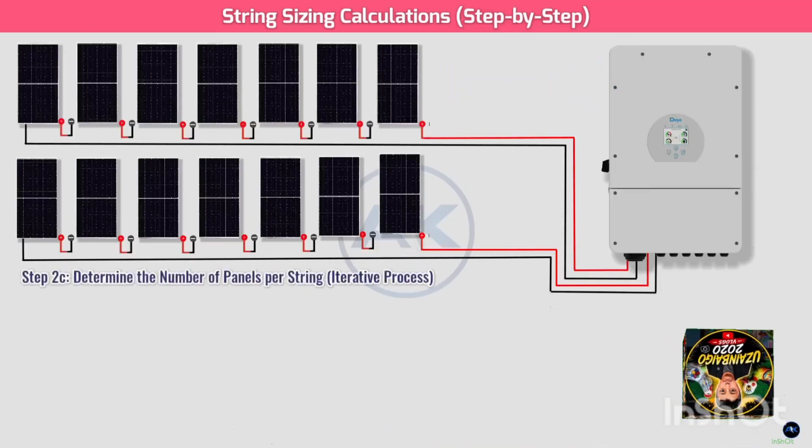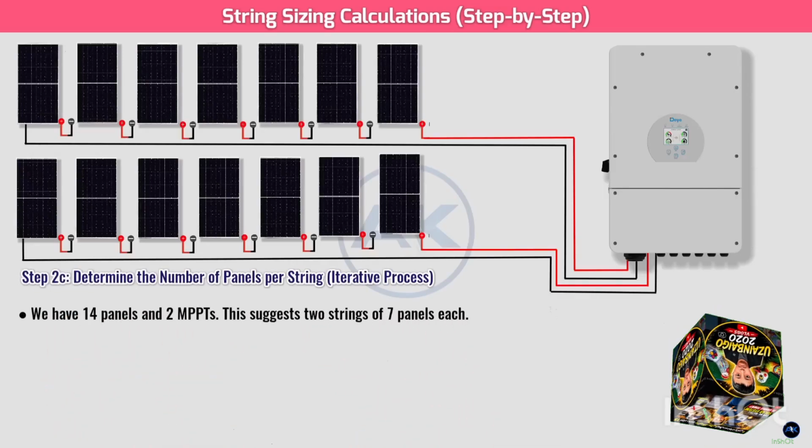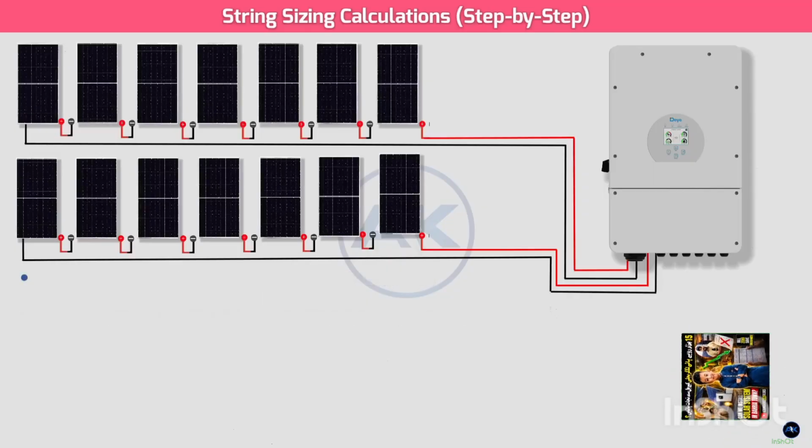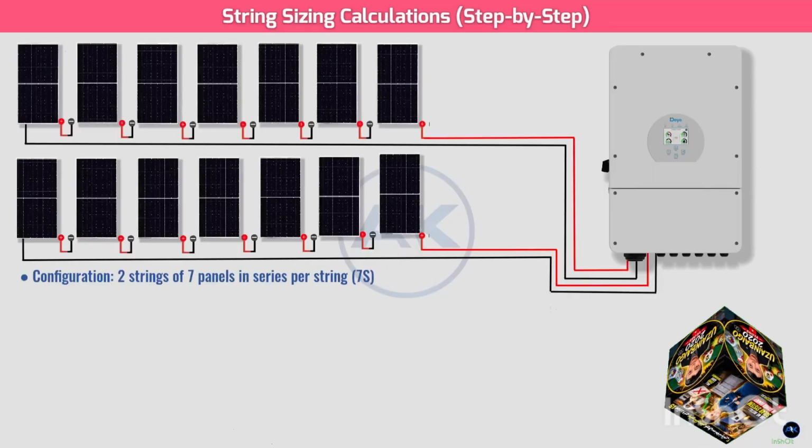Step 2c, determine the number of panels per string. This is an iterative process. We have 14 panels and 2 MPPTs. This suggests 2 strings of 7 panels each. Let's test this configuration: 2 strings of 7 panels in series per string, 7S.